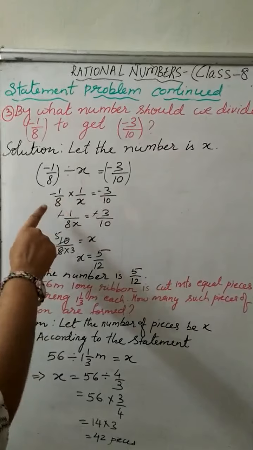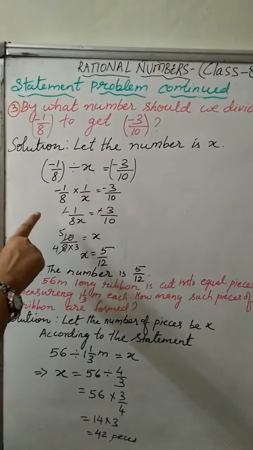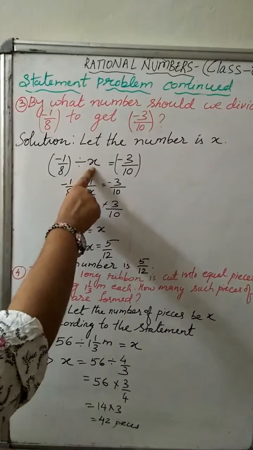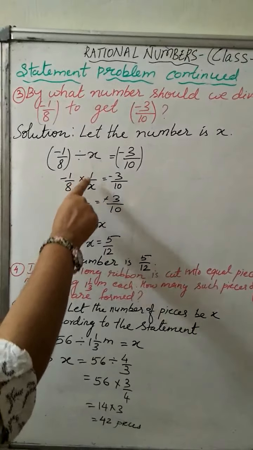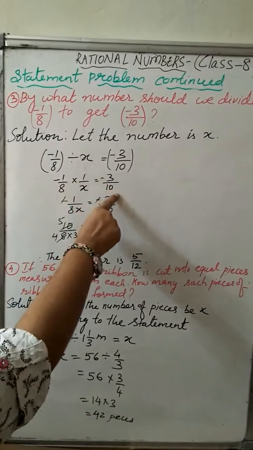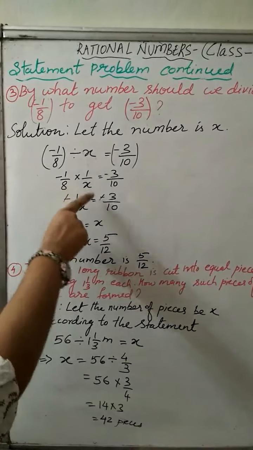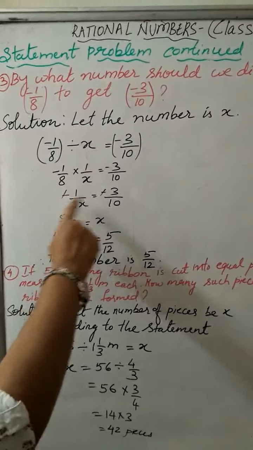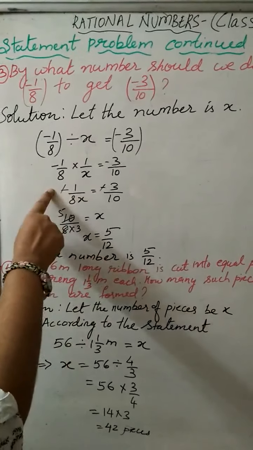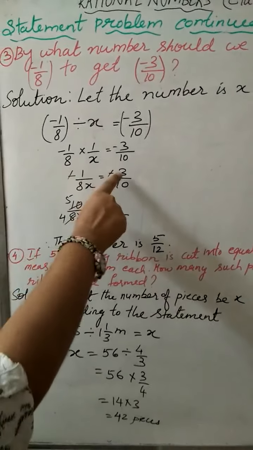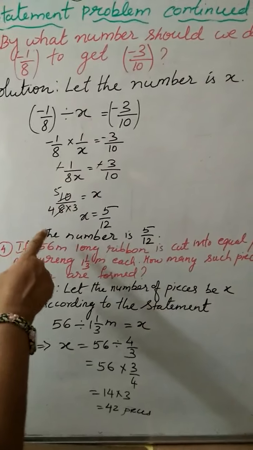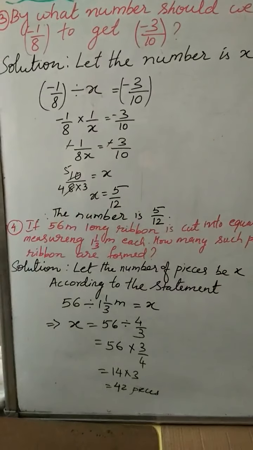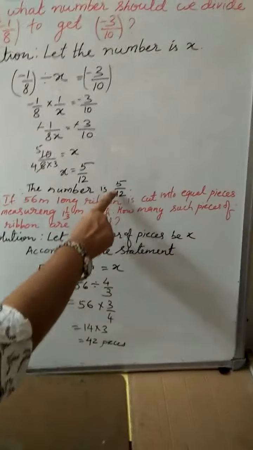You can solve like this also, and one more method is there to solve this question. As you know, here is a division sign, so you need to take the reciprocal of x. So minus 1 by 8 into 1 by x is equal to minus 3 by 10. And then multiply it. Both LHS and RHS are carrying negative sign. Do the cancellation. 10 will go to the numerator and 3 will come in the denominator. Do cancellation and solve it. So you will get the answer 5 by 12. So the number is 5 by 12.